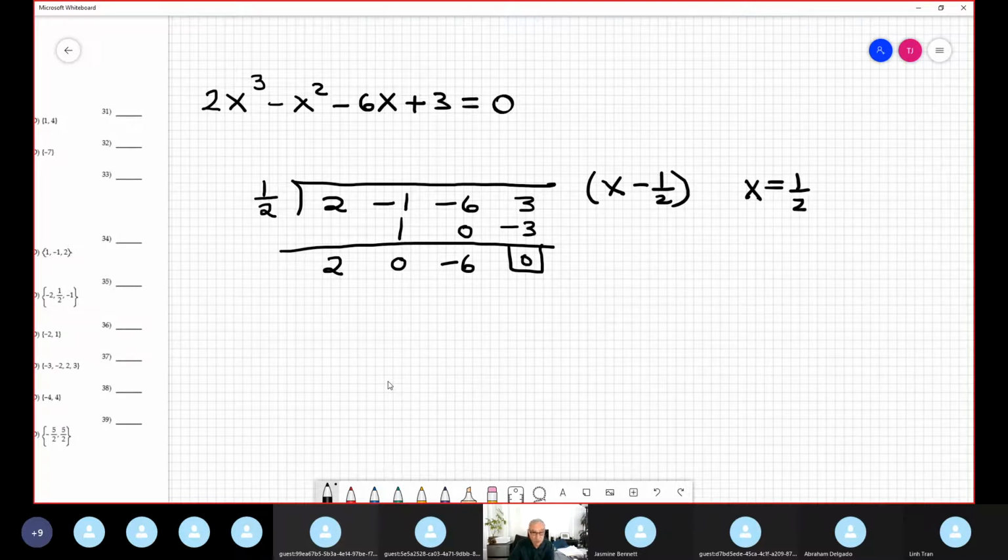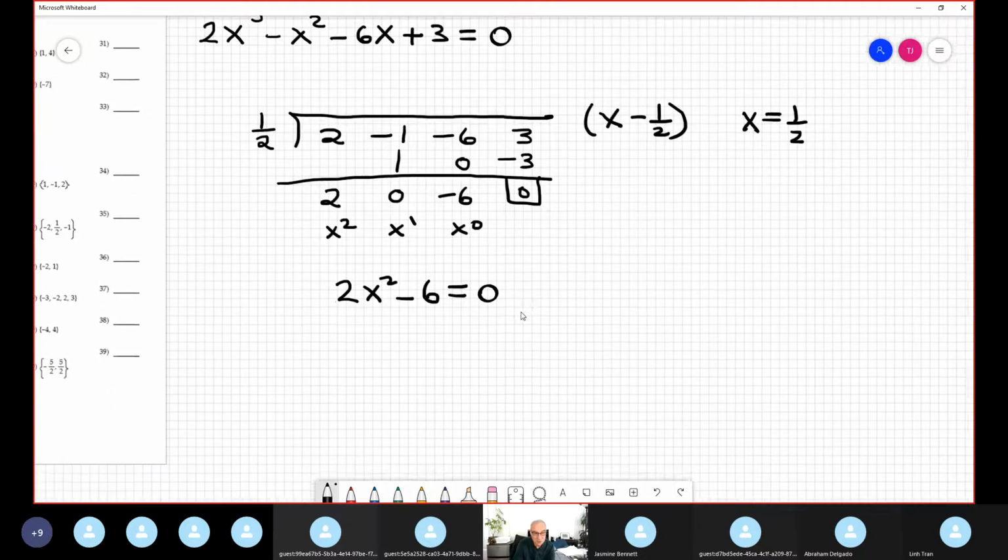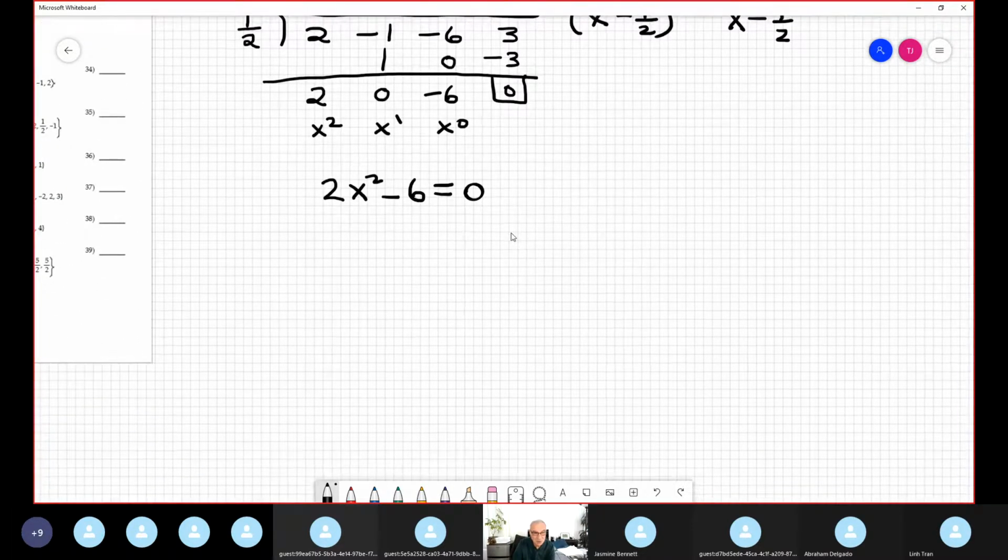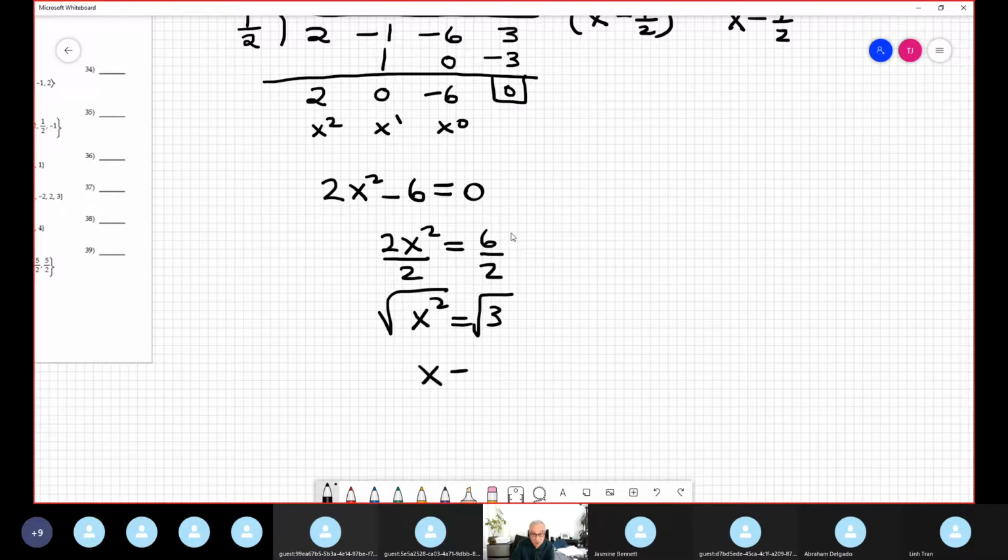Okay, now we get the quotient. This is x to the 0, this is x to the 1, this is x to the 2. Actually, we have 2x squared minus 6 equal to 0. It's a quadratic equation, but it's super easy to solve, because the only thing you should do is manipulate it like a linear equation. You move 6 to the other side, divide by 2, x squared equals 3, apply square root to both sides, and x is equal to plus or minus radical 3.